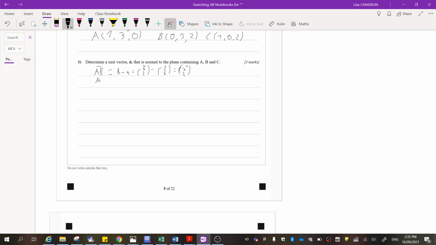Next one would be AC, just like AB, given by C minus A. So for C, 1, 0, and 2, minus 1, 3, 0, and we'd be given 0, -3, and 2.